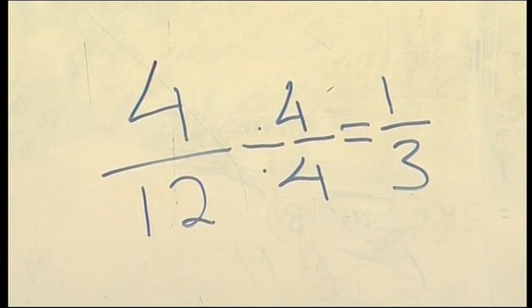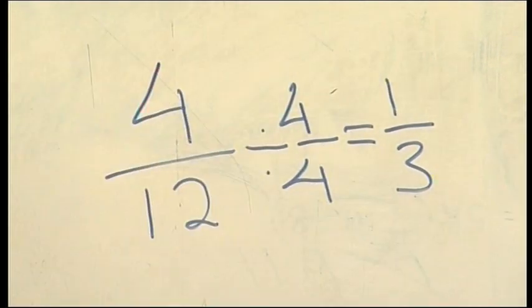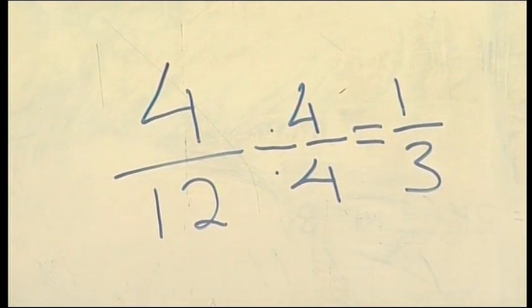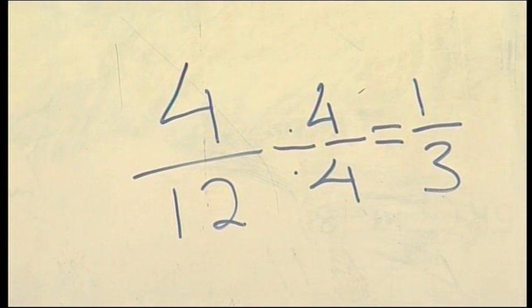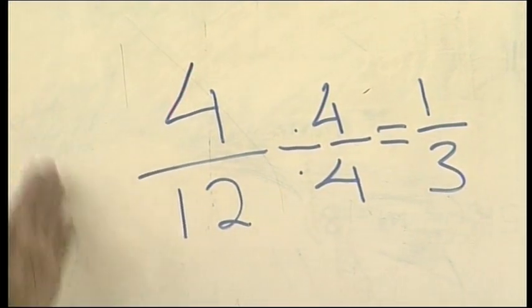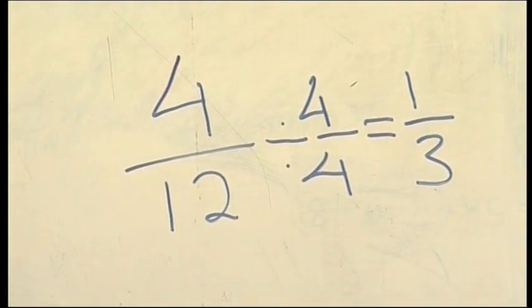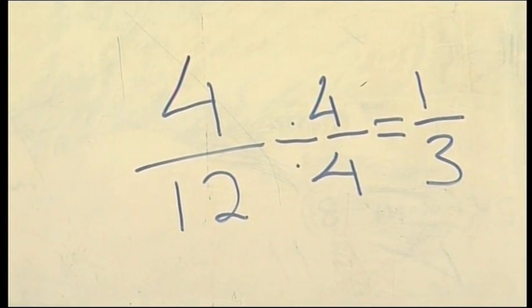Thank you, put your hands down. Raise your hands up if you think that the common factor was 4. Okay. The answer is correct, 1/3. The common factor to simplify this fraction to its simplest form is 4.